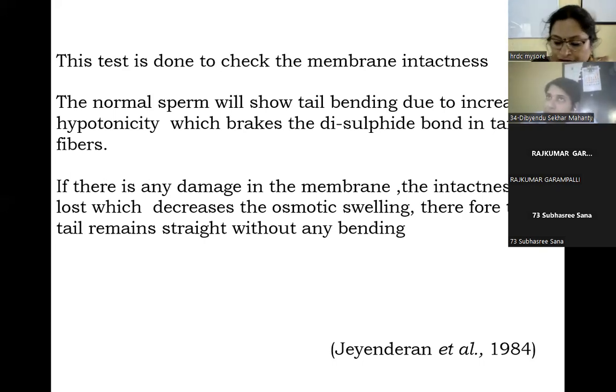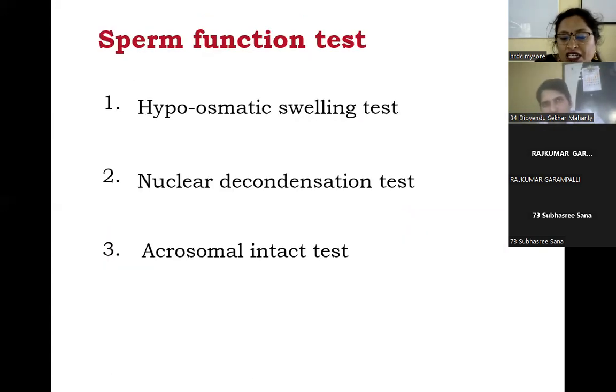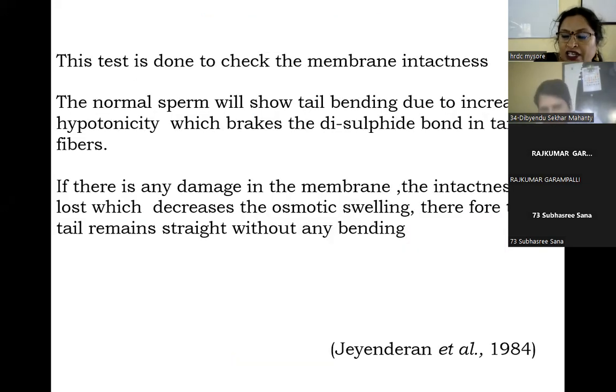In the previous diagram I showed, this is abnormal, which is not responding to the test because the plasma membrane integrity has been lost. And these are all normal because the plasma membrane integrity is still maintained and they are responding to the test. In the test, there is a breakdown of the disulfide bonds in the tail fiber.